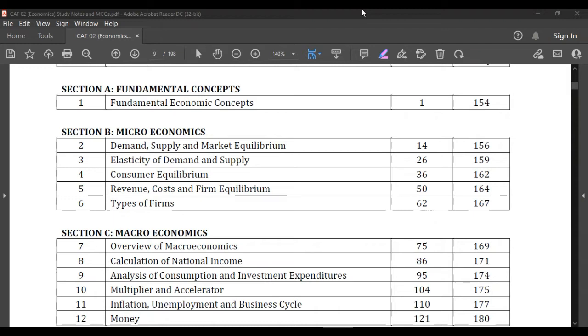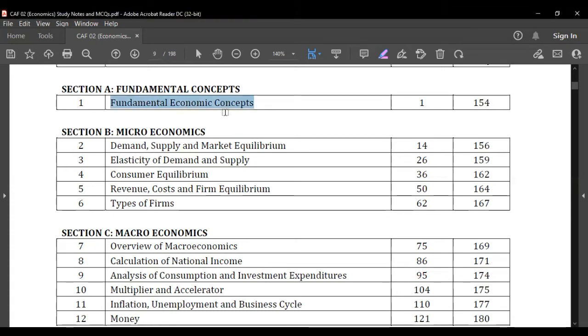Let's start. Firstly, we are going to cover the fundamental or basic economic concepts that each student should know before starting to study economics, in which we have already covered 22 topics. And then, firstly, we will cover the rest of them.